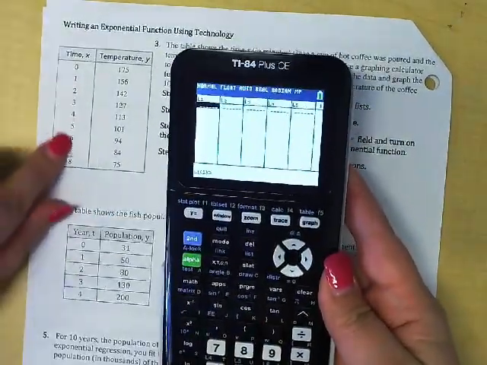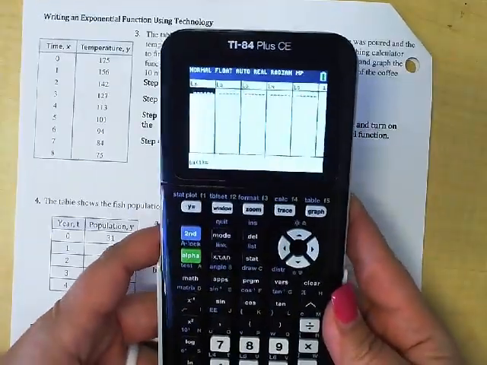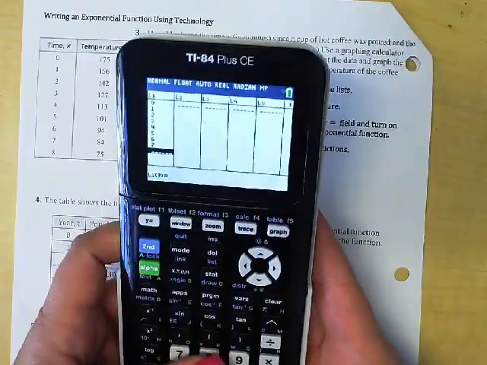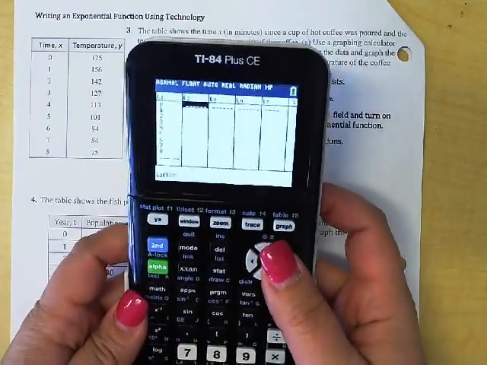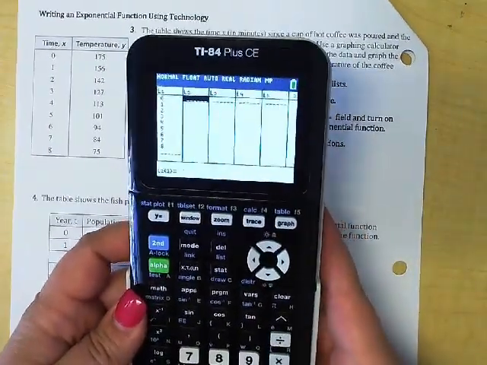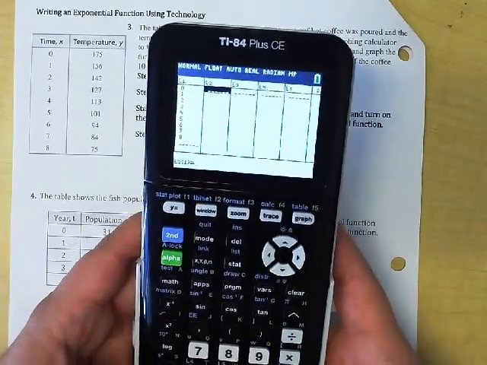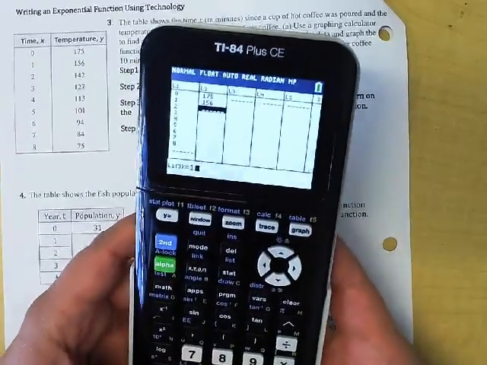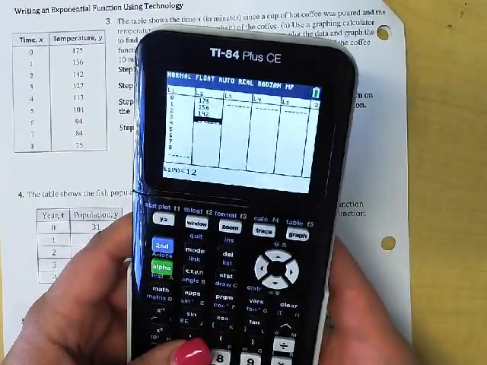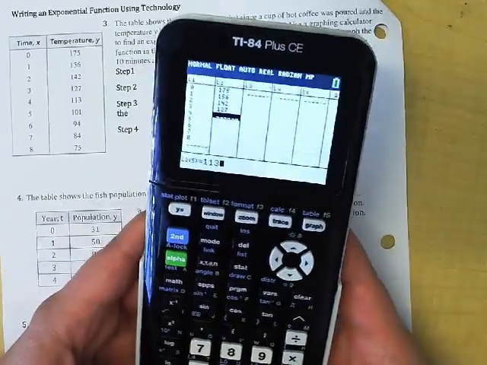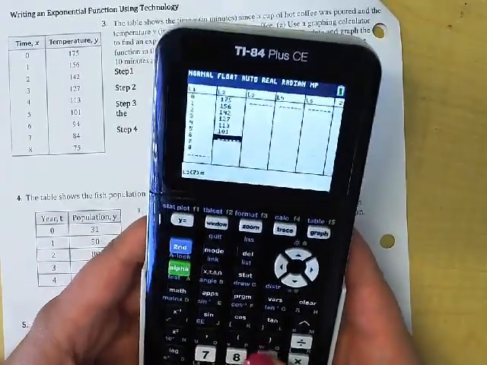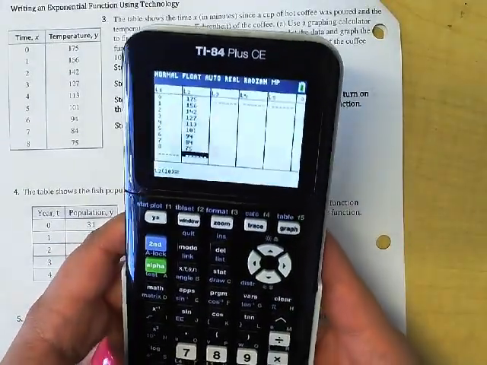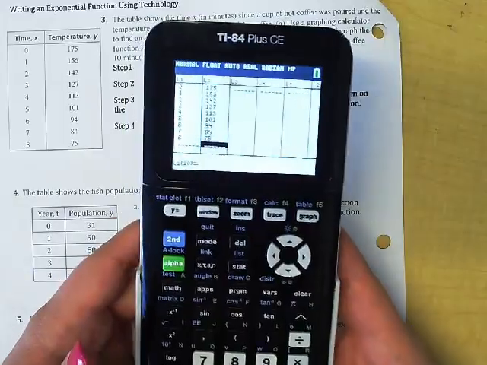So my x values look like they go from 0 to 8. So I'm just going to go 0, 2, 3. Okay, so there's my 8 minutes, my starting number, and then 8 minutes afterwards. And then let's put in those corresponding temperatures. And 75, so there it is. And then let's run our regression.